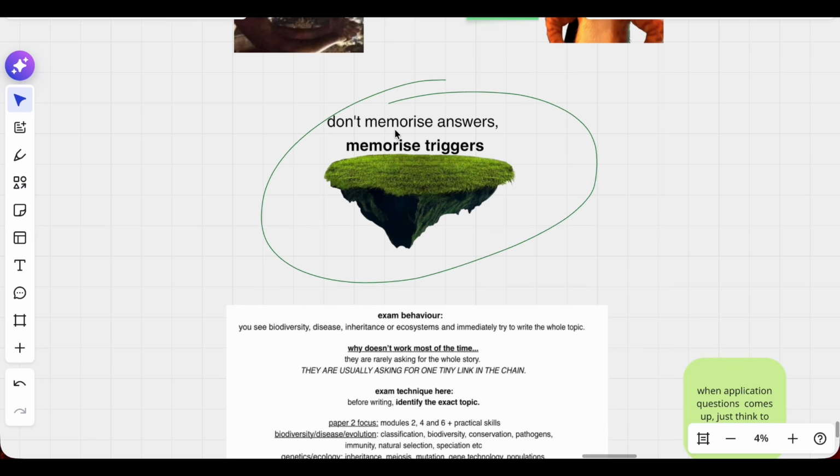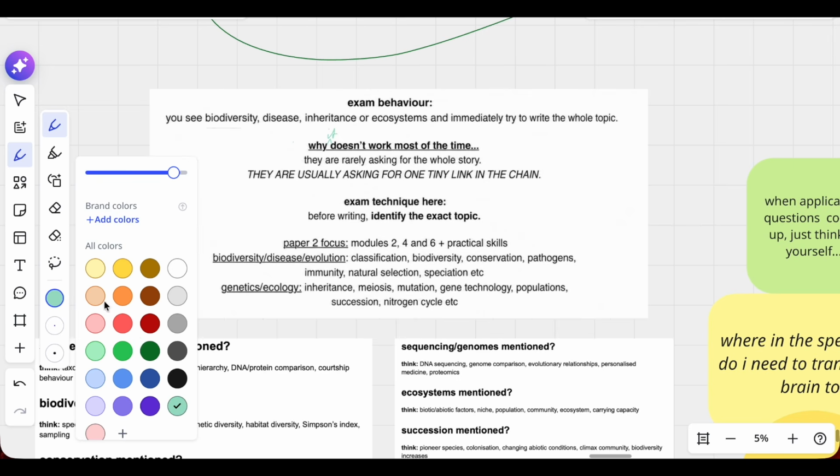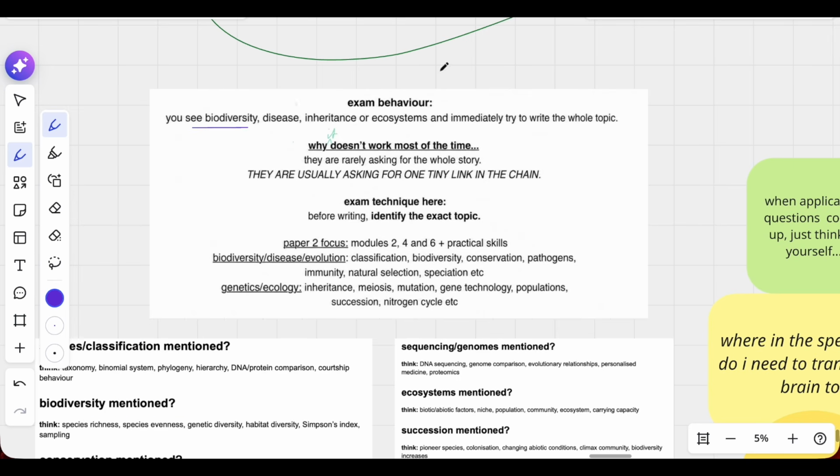What does that mean? Well, typically people in the exams, they'll see that the topic is, let's say, biodiversity. They'll start writing the whole topic, literally waffling, using all the lines, trying to get extra paper from the exam invigilator, but that just doesn't work, because in the A-levels, they rarely ask you the whole story. They ask you a tiny link in the chain. Now, it's your responsibility to find that link.